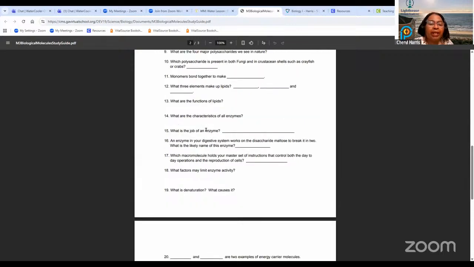An enzyme is biological, so this happens in living things. You only find enzymes in living things. They are made of proteins.